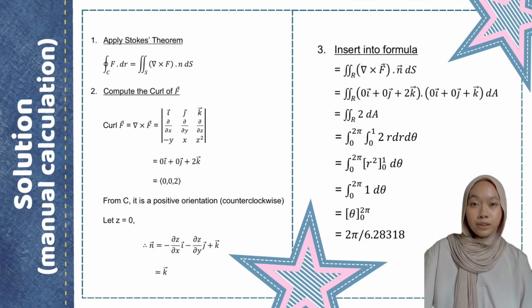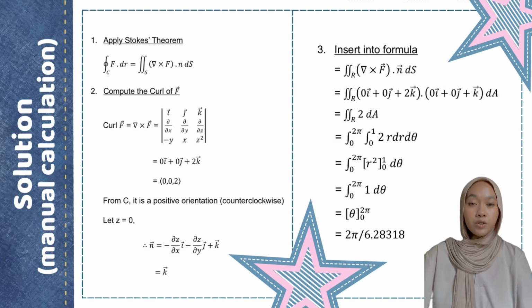Next, we compute the curl of the given vector field. Using the determinant method, we arrange the unit vectors i, j, and k and the partial derivatives with respect to x, y, and z, along with the components of the vector field, which are negative y, x, and z squared. After solving, we get 0 in the i and j directions and 2 in the k direction. So the curl of F is the constant vector 0, 0, 2.